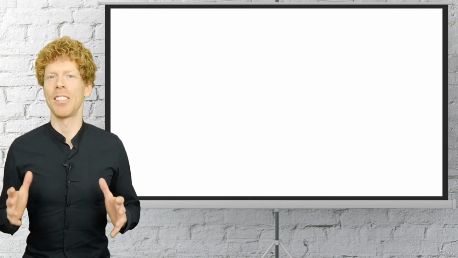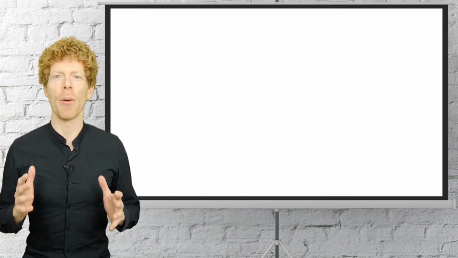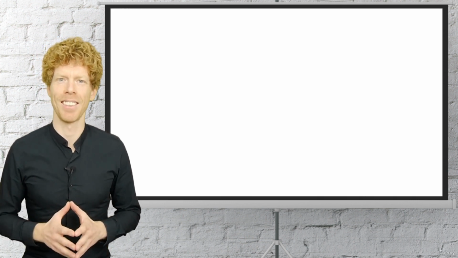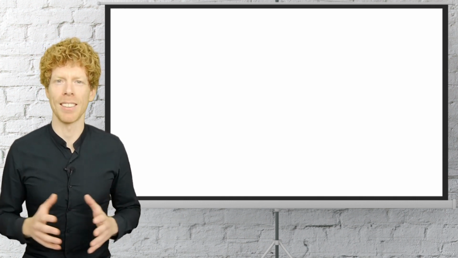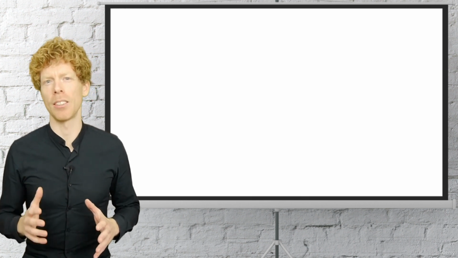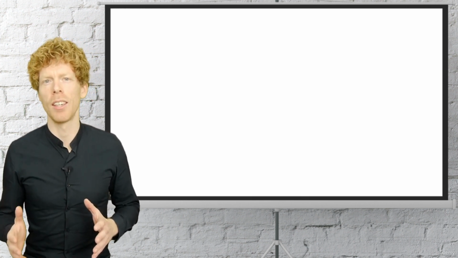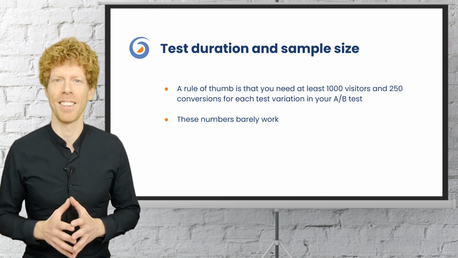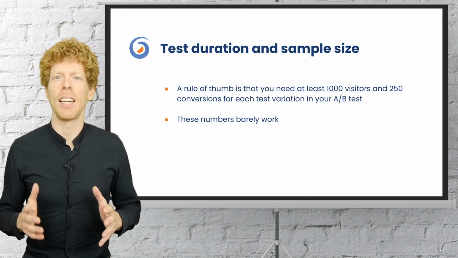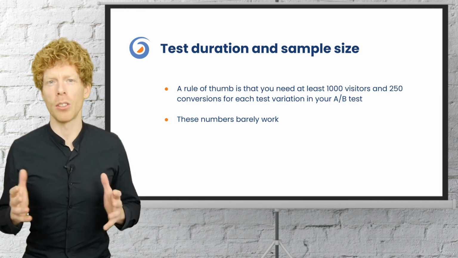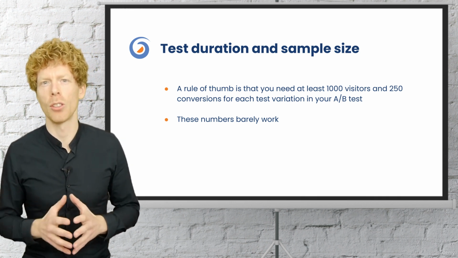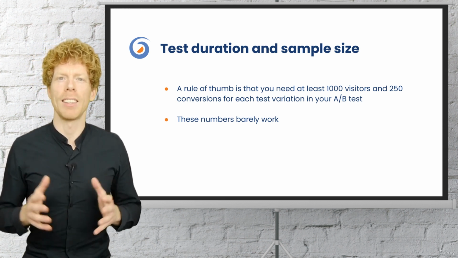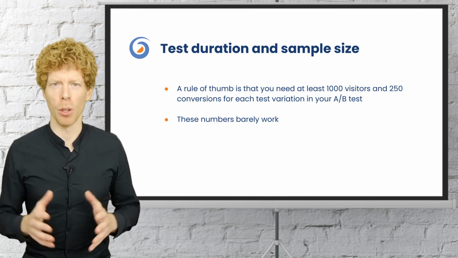Let's calculate the test duration and sample size for our A/B test on the cart page for the merchandise store. Whether we can run an A/B test, and for how long, depends on the number of website visitors and conversions going through your test page. A rule of thumb is that you need at least 1,000 visitors and 250 conversions for each test variation in your A/B test. But the fact is, I barely see these numbers work.